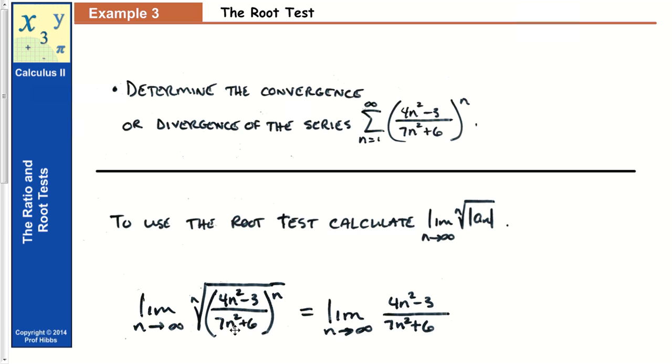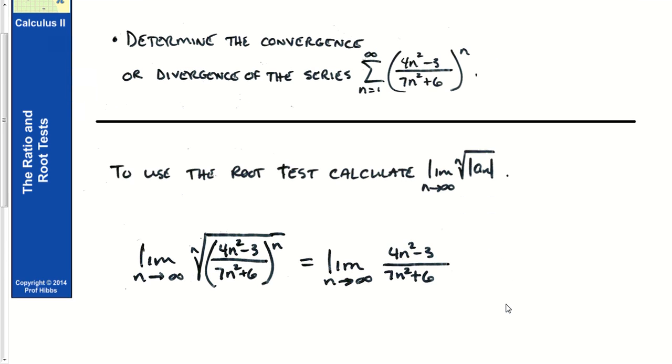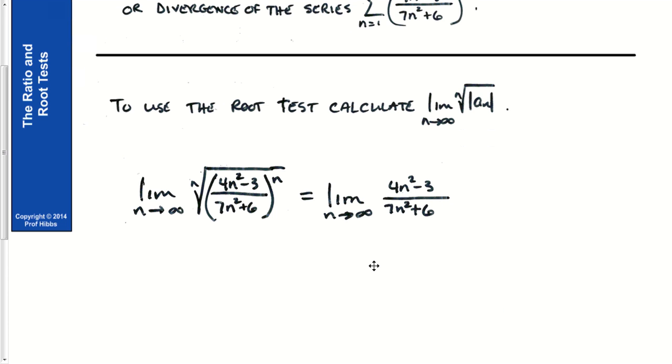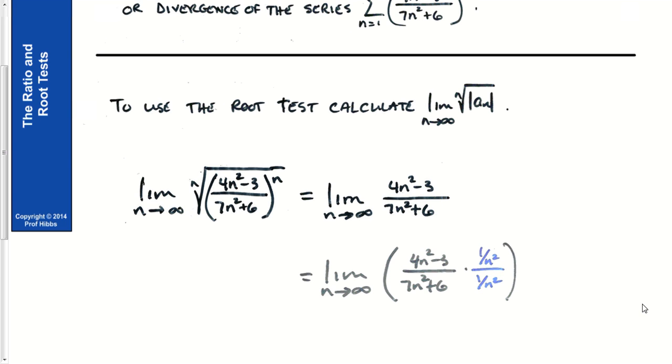So this is the limit we're going to be looking at. And the nth root of something to the n power is just the radicand, what we have that power on. So now this converts to the limit of the fraction 4n squared minus 3 over 7n squared plus 6. Now, maybe we know that limit real quickly, and at this stage in calculus 2, we probably ought to know that this limit is actually 4 over 7, but let's go through the steps.